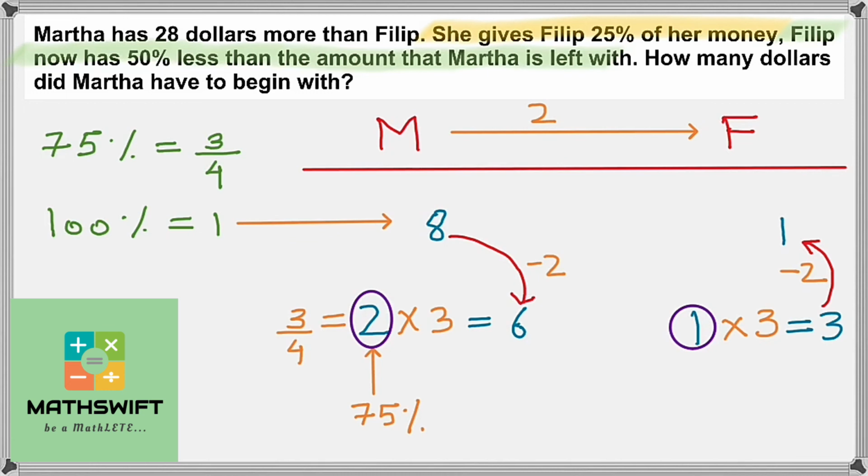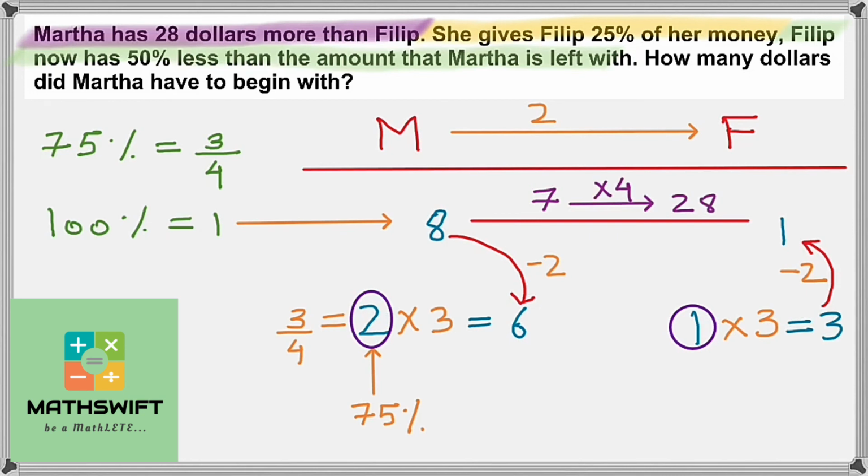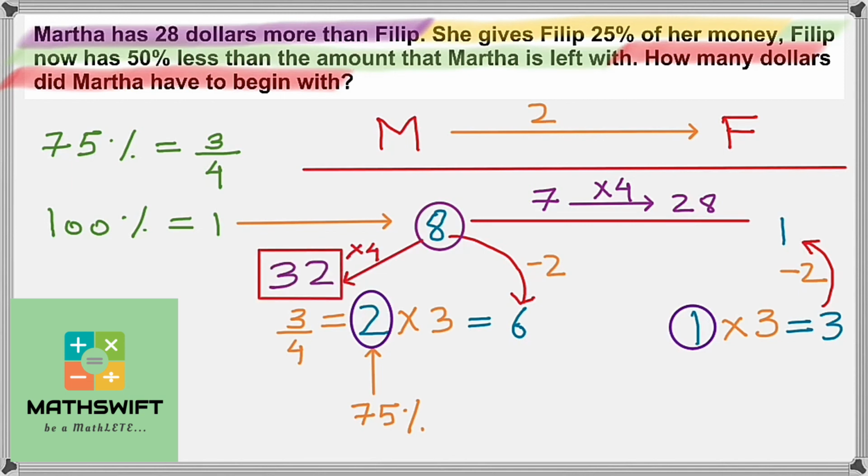Now, the first statement of the question tells us that Martha has $28 more than Philip, but we see here that the difference in amounts is 7 units. So 7 units is equal to $28, that is 4 times. So dollars that Martha had to begin with is 8 times 4, that is $32, which is the answer to this question.